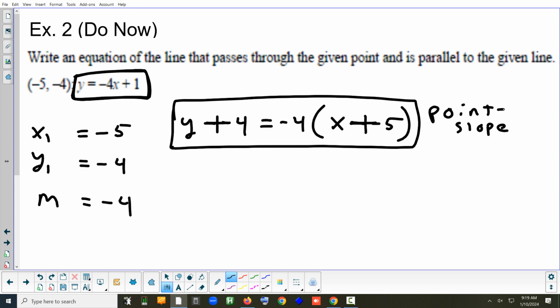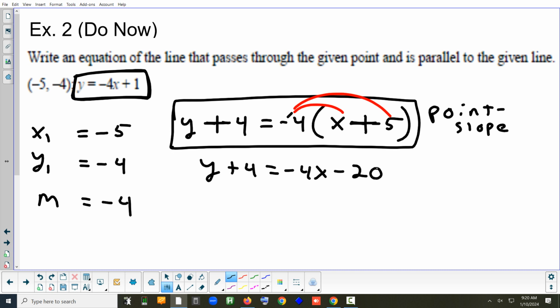Distribute. You've got to distribute. And what are you distributing? The negative 4. What happens on the left when you distribute the -4? Nothing. Stays the same. What's -4 times x? -4x. And what's -4 times 5? -20. Okay, is that slope-intercept? Nope, it's kind of in between. It's halfway there, but it's not all the way there.